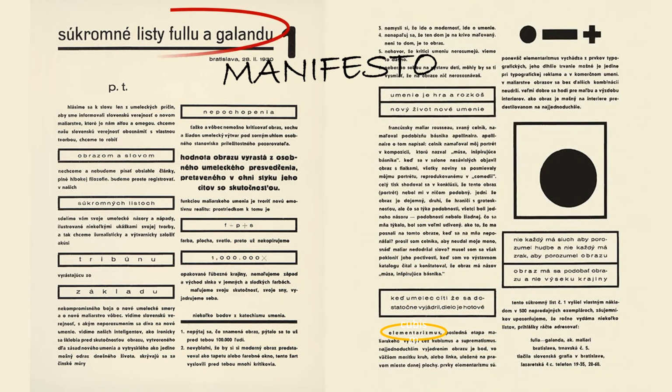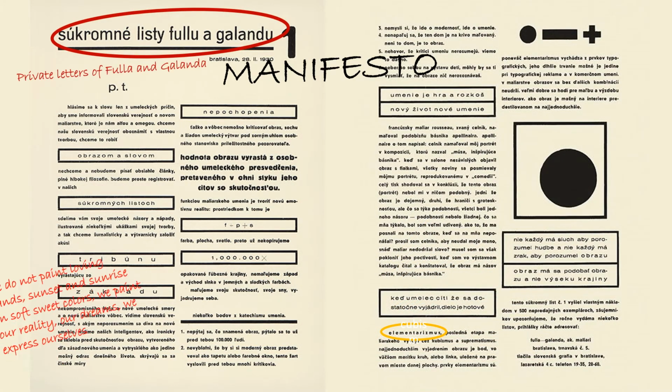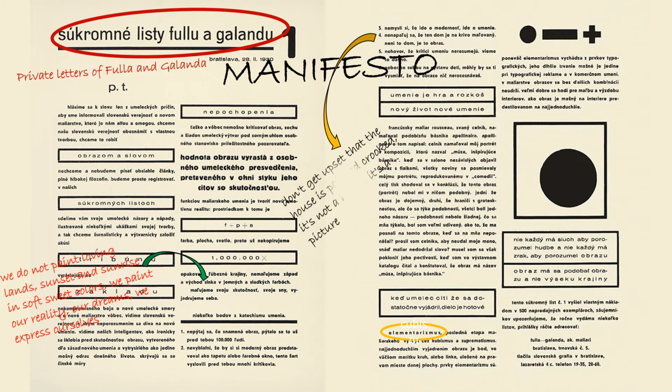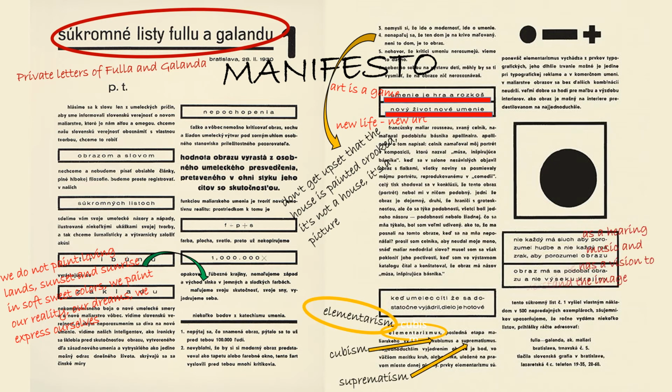In the 1930s, Fulla and Mikuláš Galanda addressed the public with a manifesto, Private Letters of Fulla and Galanda, in which they expressed the need to put an end to all the old artistic methods and wanted to change them to correspond to the dynamic changes characteristic of the 20th century.